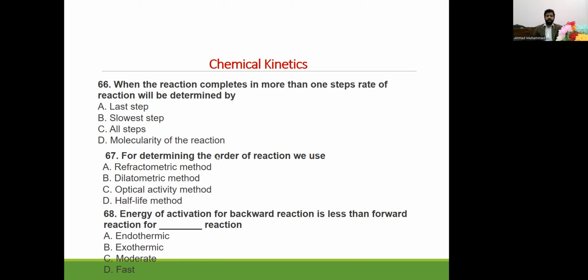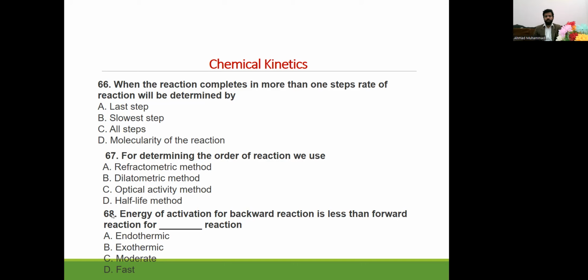For determining the rate of reaction, we use the refractometric method, dilatometric method, optical activity method, half-life method. So the right option from these options is the half-life method. For determining the order of reaction, we use the half-life method.